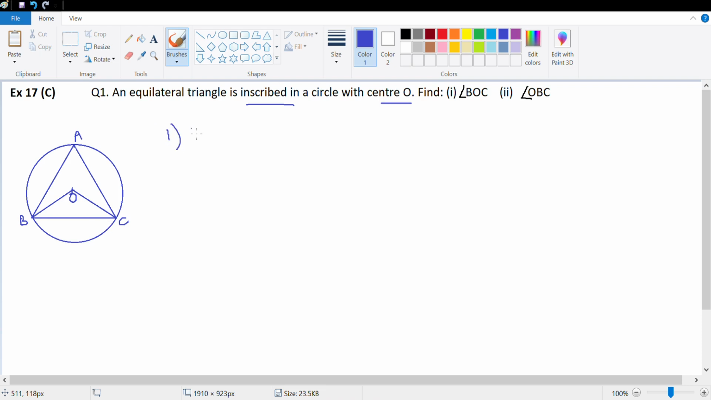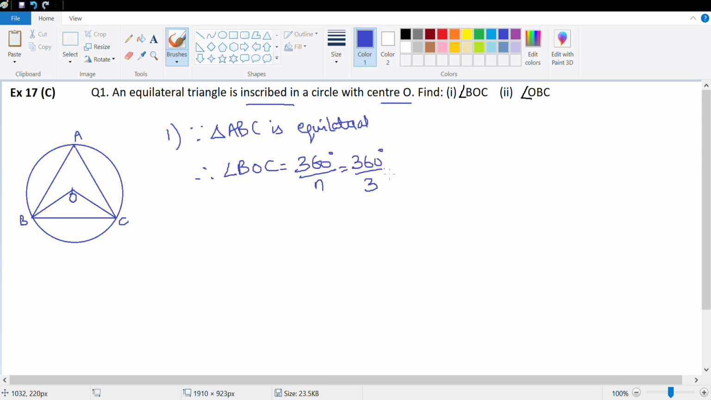Since triangle ABC is equilateral, angle BOC is equal to 360 degrees upon n. In this case, n is 3 because there is a three-sided regular polygon. So this is 120 degrees. So we got the answer. Therefore, angle BOC is equal to 120 degrees. I hope you realize, if you remember that one formula, this exercise is way too simple.